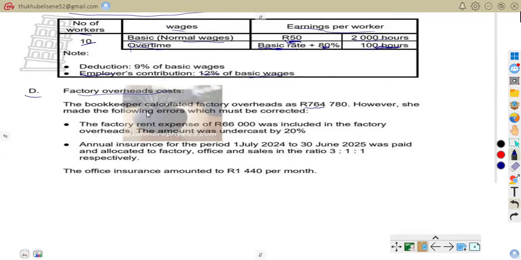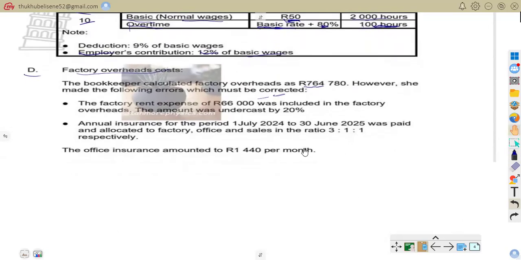64,708. However, she made the following errors which must be corrected. So there are errors that must be corrected, good people. Let us see how we are going to correct those errors. The first one says the factory rent expense, 66,000, was included in the factory overheads amount, but it was undercast by 20%.